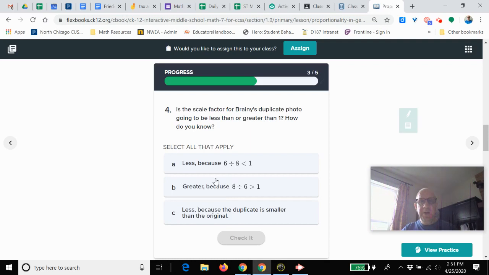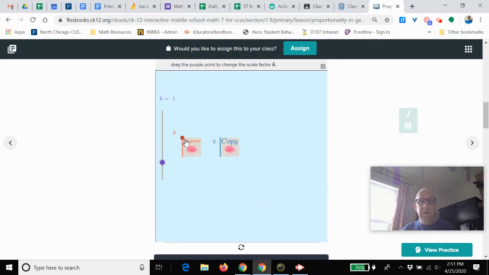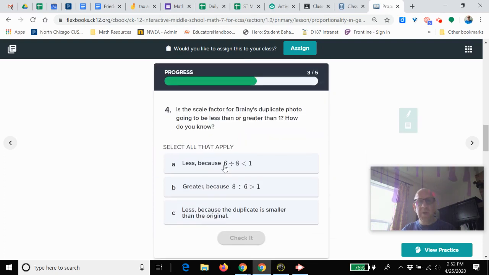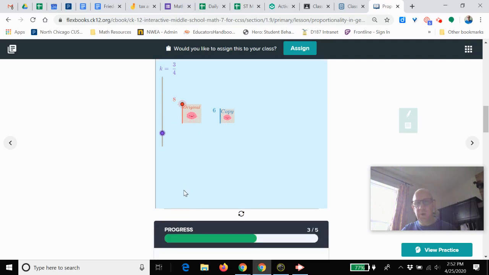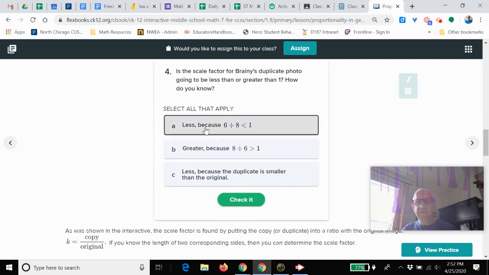So let's go on here. If she wants it to be an 8x6, so the original is 8 and the copy is 6, what's our scale factor? How did we get that 3/4? Did we do 6 divided by 8 or did we do 8 divided by 6? Copy divided by the original. So it should be 6 divided by 8, and that's smaller, the copy is smaller, so we know this must be less than 1.